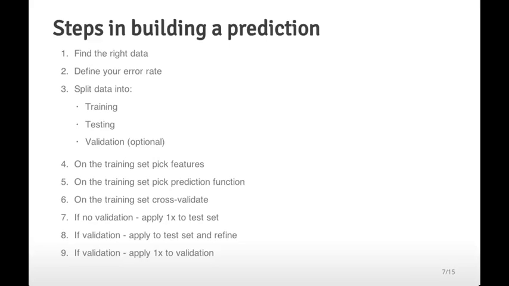If you don't have a validation data set, then you only apply your predictive function one time to the test set. You don't ever tune to the test set. You don't ever try to re-estimate parameters once you've estimated them in the training set.